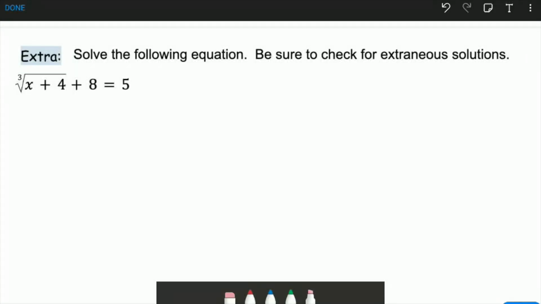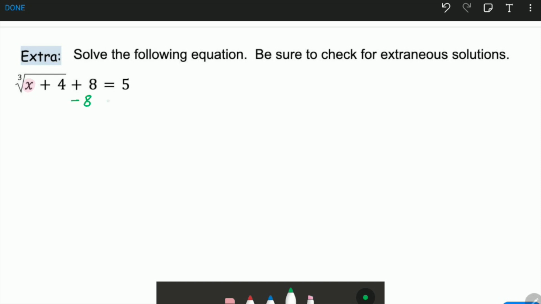Okay, in this example, we have a cube root of x plus 4, and then outside my radical, I have plus 8 equals 5. So this one is slightly different because it's a cube root. However, the idea or process behind it is going to be exactly the same. Since x only occurs one time, we'll get rid of anything outside the radical first, then get rid of the radical, then get rid of whatever's left.